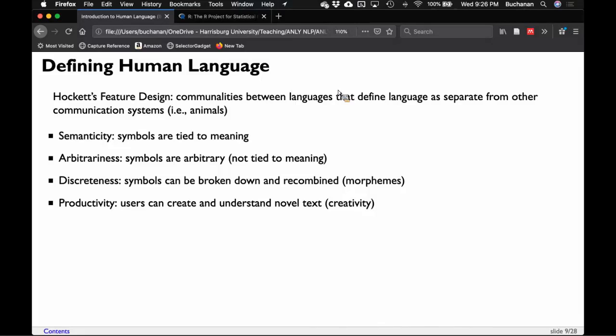So users can create and understand novel text. And this is really where it sets apart from computer language, right? You can't just make something up. As we all well know, it doesn't run, right? And then animals are not creative in their use of language. Sometimes people tie this to humor, but it doesn't have to be. But humor in itself is a way of bending language, using creativity to make people laugh.